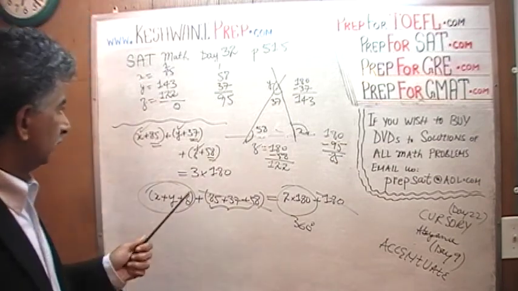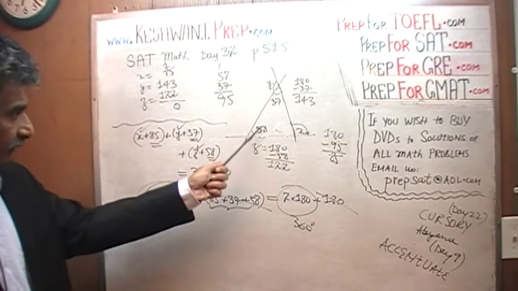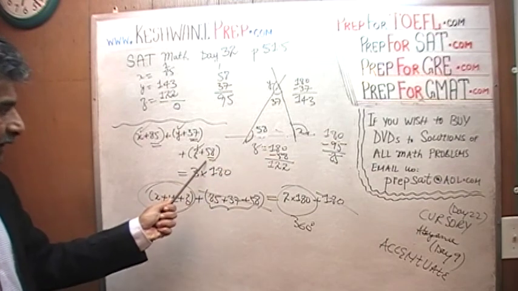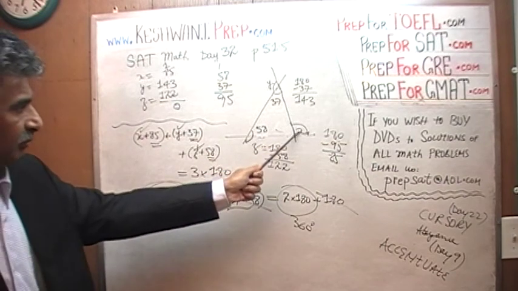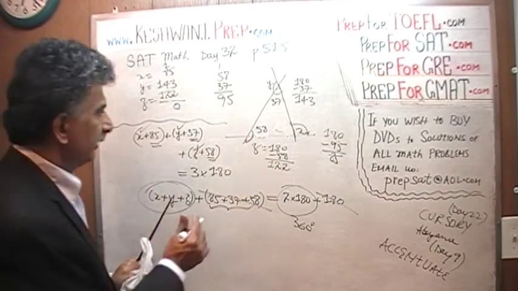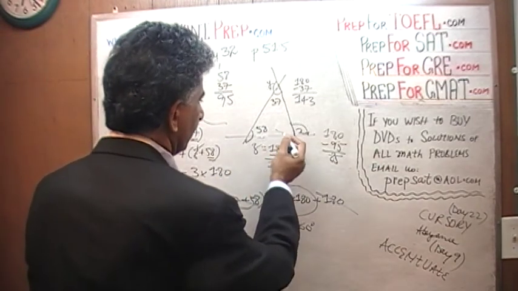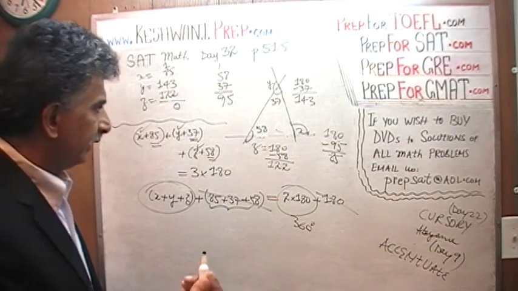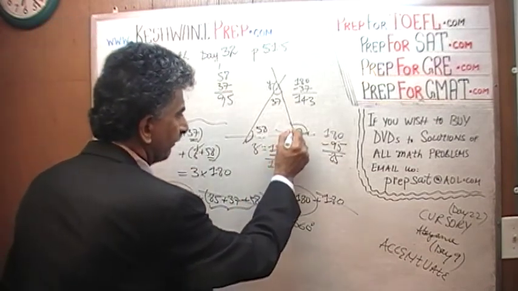Here's what we did. 58 plus Z is a straight line, that's 180. Let's give this a name here. What did we call it? Oh, we had to first find this thing. The very first thing we did was this one. We had to find this part here, the missing part right here.